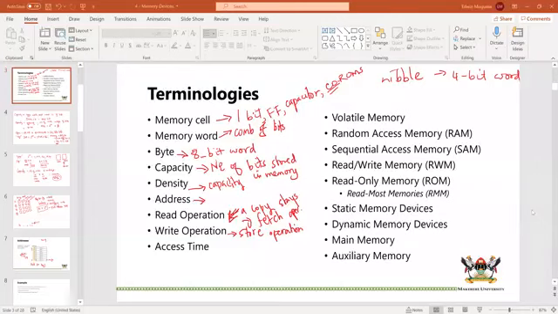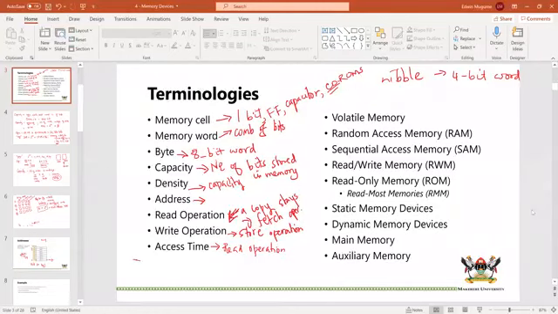Access time really speaks to the speed of the memory. Obviously, some memories are slower than others, but access time means how speedy or how quickly the memory can respond. It's usually made in terms of the read operation. So usually access time is more in terms of the read operation.